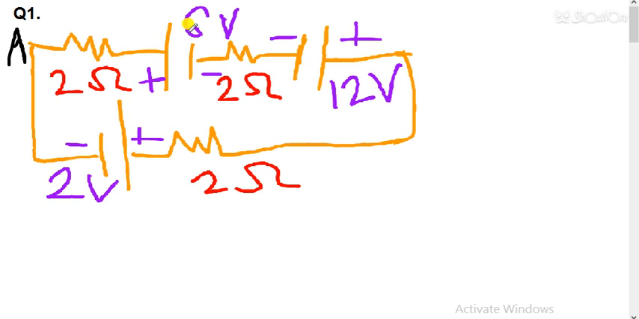So this was the question. I am repeating: we have taken this as point A, this as point B, this as point C, and this as point D. Then we have assumed that the direction of current is in this direction. That means the current is flowing in clockwise direction from A to B, B to C, C to D, and D to A. So it is our question number 1.